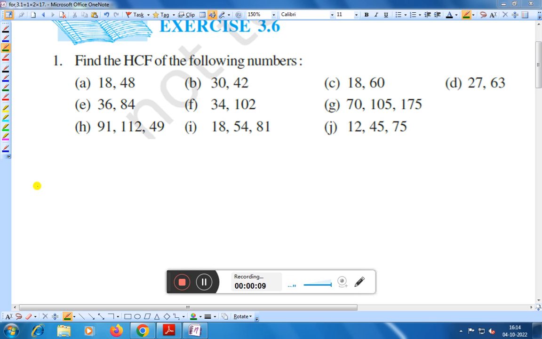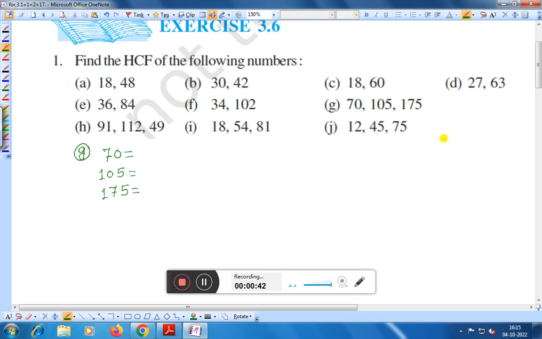In question number G there are three numbers: 70, 105, and 175. We will solve question number G. One number is 70, another number is 105, and another number is 175. We have to find the HCF of the following numbers.